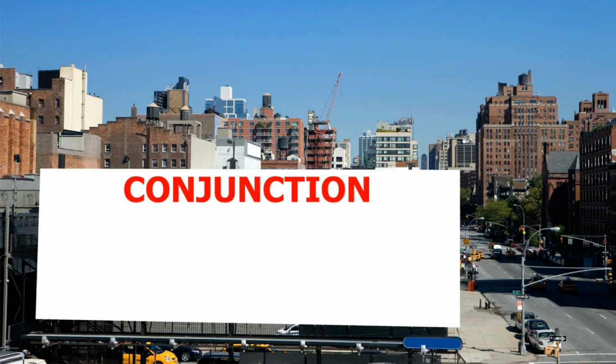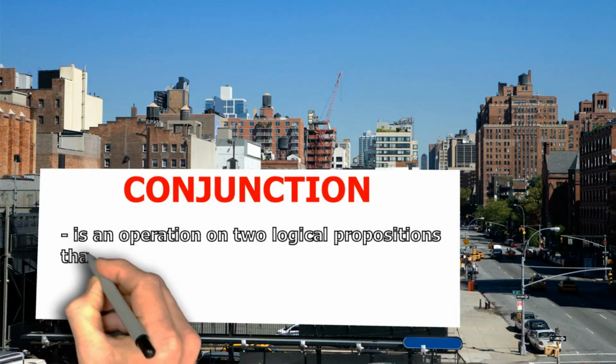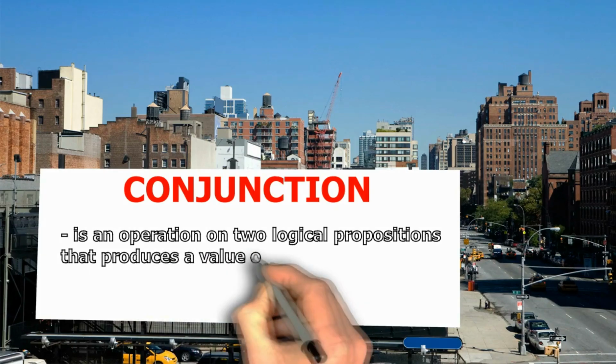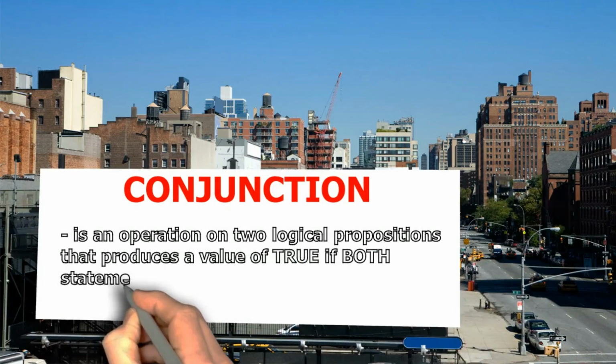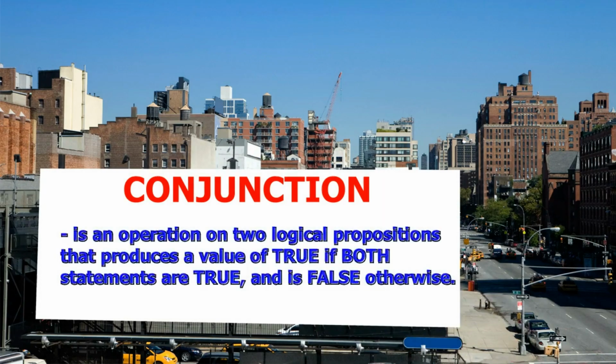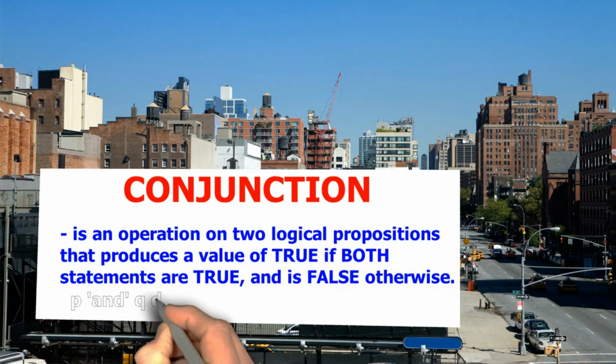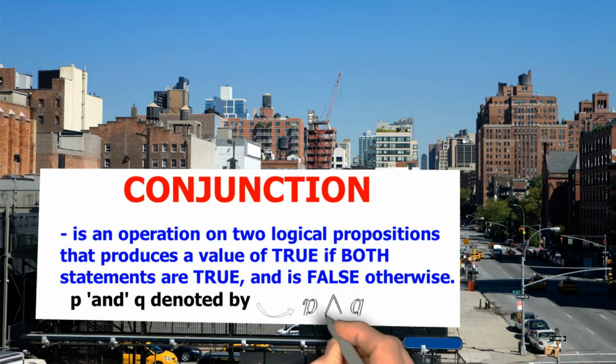A logical conjunction is an operation on two logical propositions that produces a value of true if both statements are true and is false otherwise. The conjunction of P and Q, denoted by P and Q, is precisely defined by the truth table.